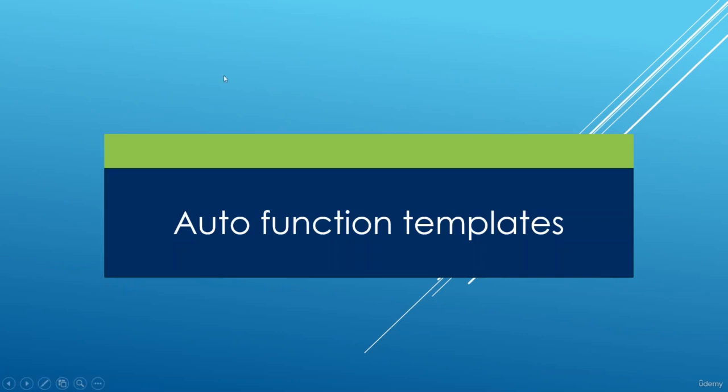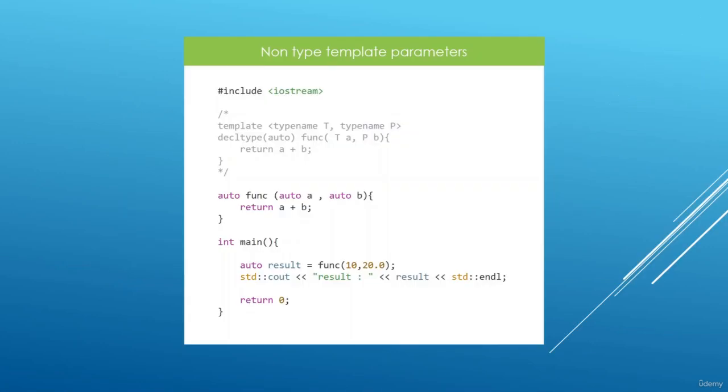In this lecture, we're going to learn about auto function templates. And this is a syntax we have to simplify how we set up our function templates. And the syntax is what you see here. You say auto, that's going to be a return type as you see here. You say the function name, and then you specify your parameters using auto here.